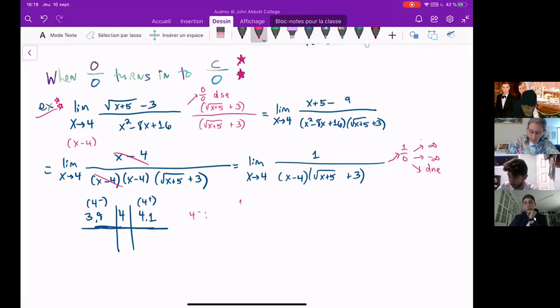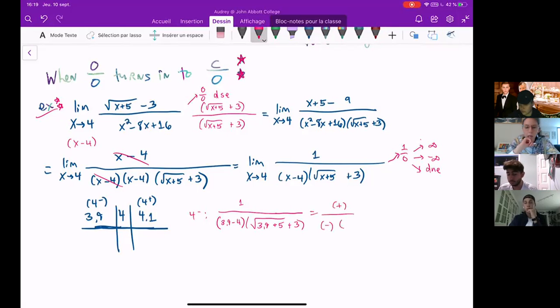You got it. So I'm going to have 1 over 3.9 minus 4, root 3.9 plus 5, plus 3, which will give me a positive on top. 3.9 minus 4 is negative. That thing, root 3.9 plus 5 plus 3, clearly must be positive. So this gives me a negative value.